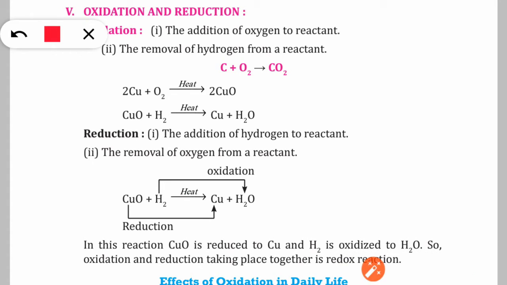When oxidation and reduction take place simultaneously in a reaction, we call it a redox reaction. Copper oxide is reduced to copper and hydrogen is oxidized to water. Removal of oxygen is reduction, addition of oxygen is oxidation. In this case, copper oxide is reduced and hydrogen is oxidized. Therefore, hydrogen is known as reducing agent, and copper oxide here is oxidizing agent.